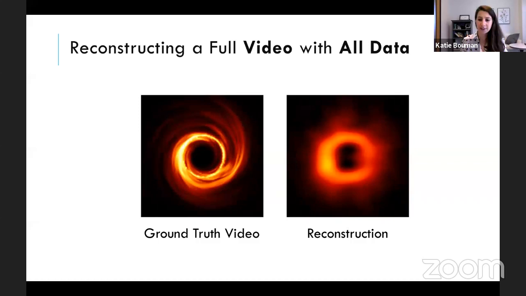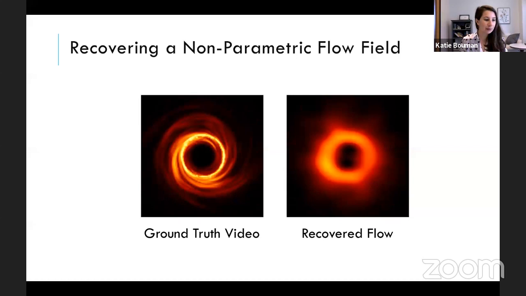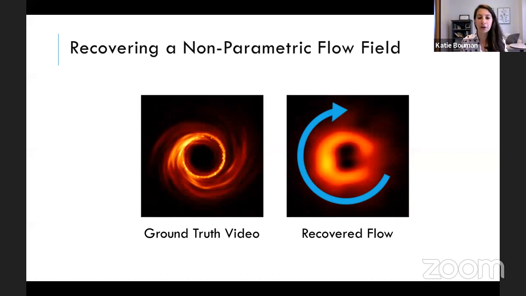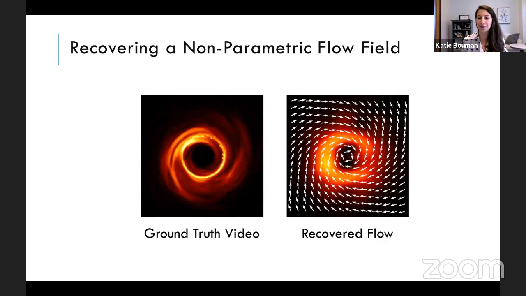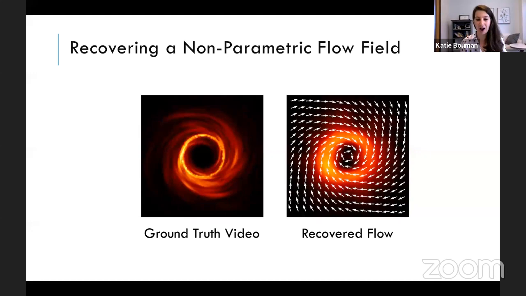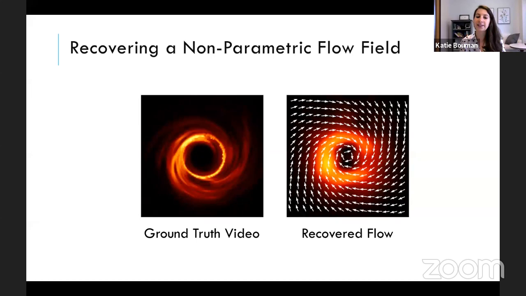So instead, maybe we would want to recover some parameters, for instance, of a persistent flow field. Looking at this movie, maybe the simplest thing you want to know is whether the gas is spinning counterclockwise or clockwise. But more generically, we could try to recover an underlying flow field that describes the evolution in the source over time, similar to something like optical flow. A non-parametric field like this would give us the flexibility to describe arbitrary evolution in the underlying source, so it has a lot of flexibility.